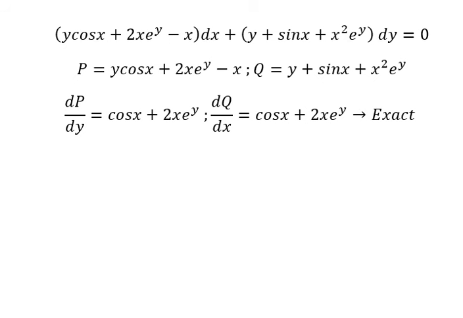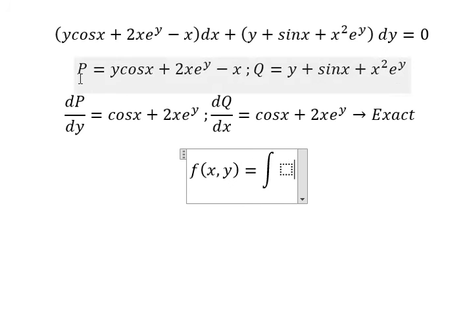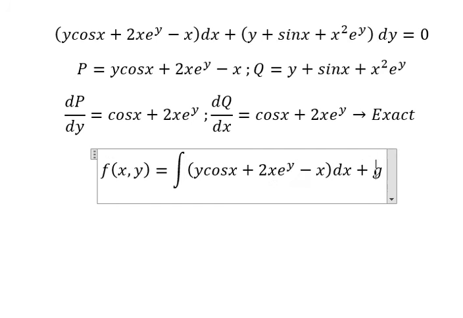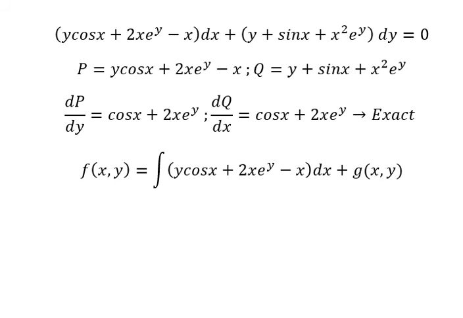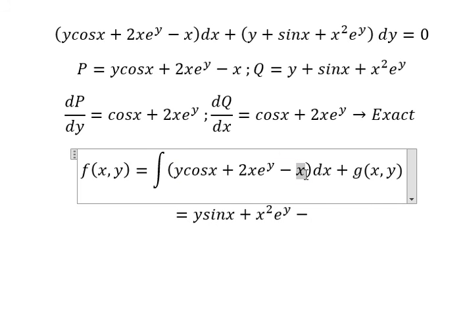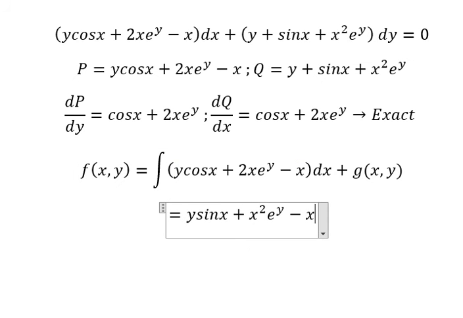Now we need to set up the function f(x,y). So I will choose the integration of this one, and we have g(x,y). So the integration of cosine x, we have sine x. The integration of 2x, we have x squared. The integration of x, we have x squared over 2.